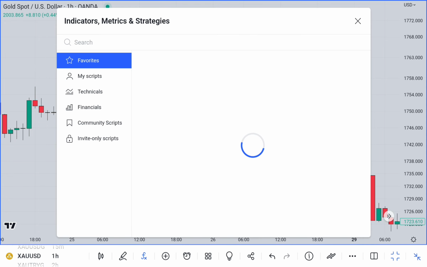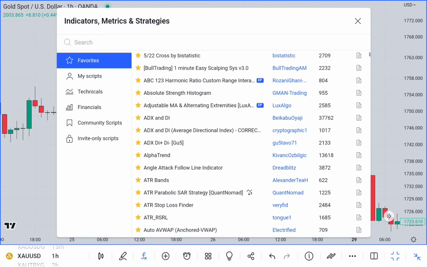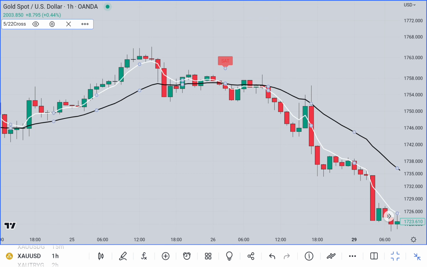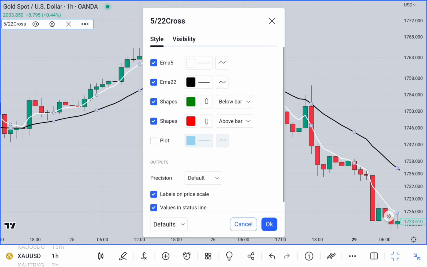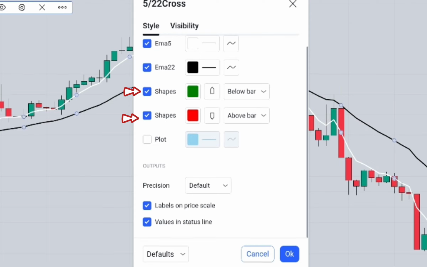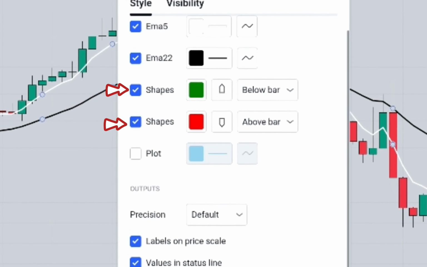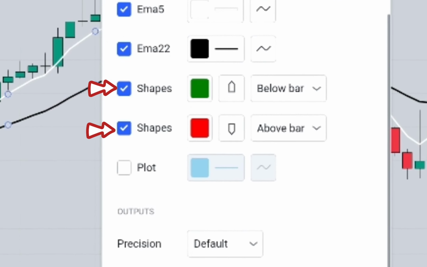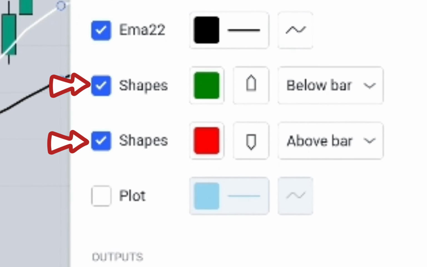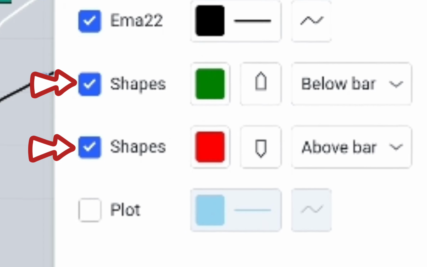We are adding the indicator called 520 seconds cross by Bistatic, which is located in the Indicators tab of our chart. This indicator is a version of the classic moving average lines with integrated buy, sell signals. The buy, sell signal labels can preferably be turned off, because they only appear at the points where the 5-parameter moving average line intersects the 22-parameter line. For those who do not like the clutter on the chart, it can be turned off.